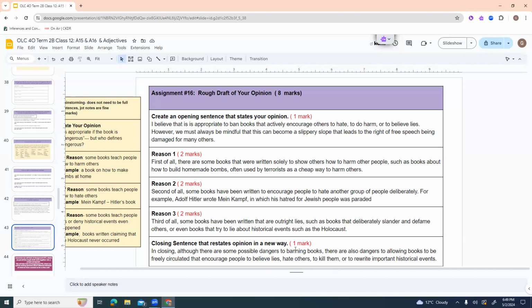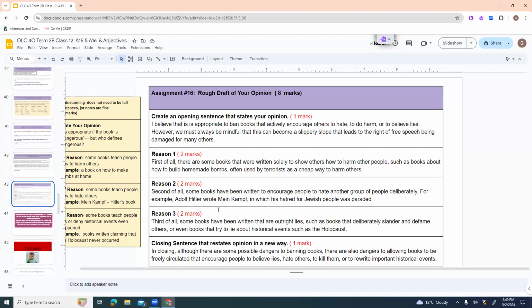I'm running out of time to explain that, but hang on, let me just take a quick look ahead. Okay, I'm pretty good. This part is worth 8 marks. 1 mark for creating a good opening sentence that states your opinion, okay? I believe that it is appropriate to ban books that actively encourage others to hate, to do harm, or to believe lies. And I'm just going to eliminate that part for right now. Reason 1 has 2 marks. 1 mark is for your reason, and the other one is for your example. That is one we already covered.